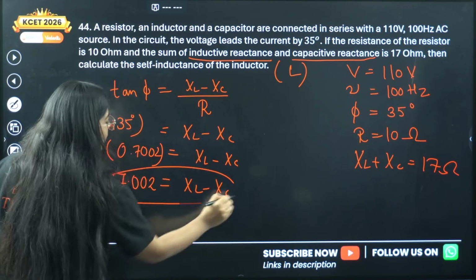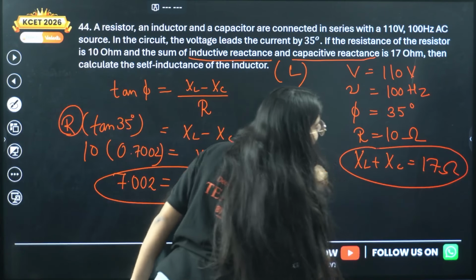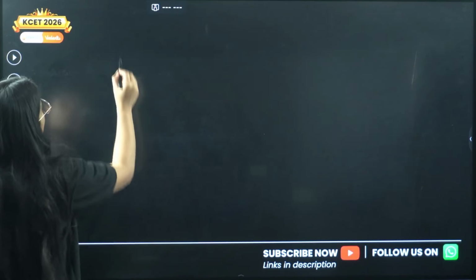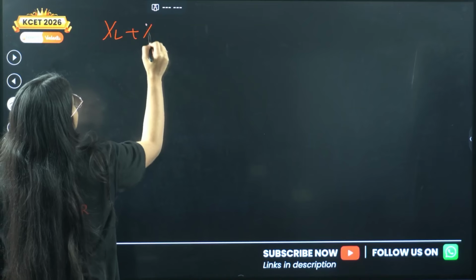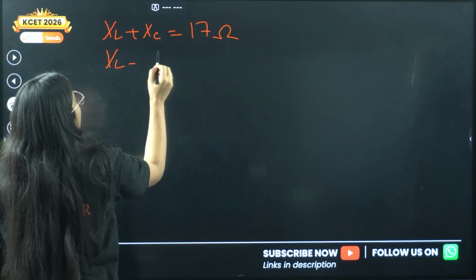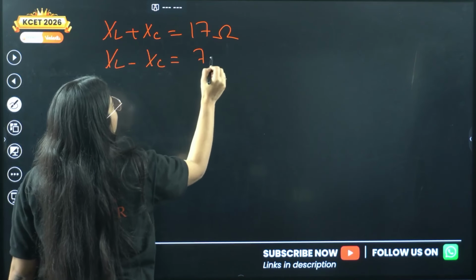Now we have two equations. This is also given, right? That's why I'm telling you to write everything down. So XL plus XC equals 17 ohm, and XL minus XC is what?